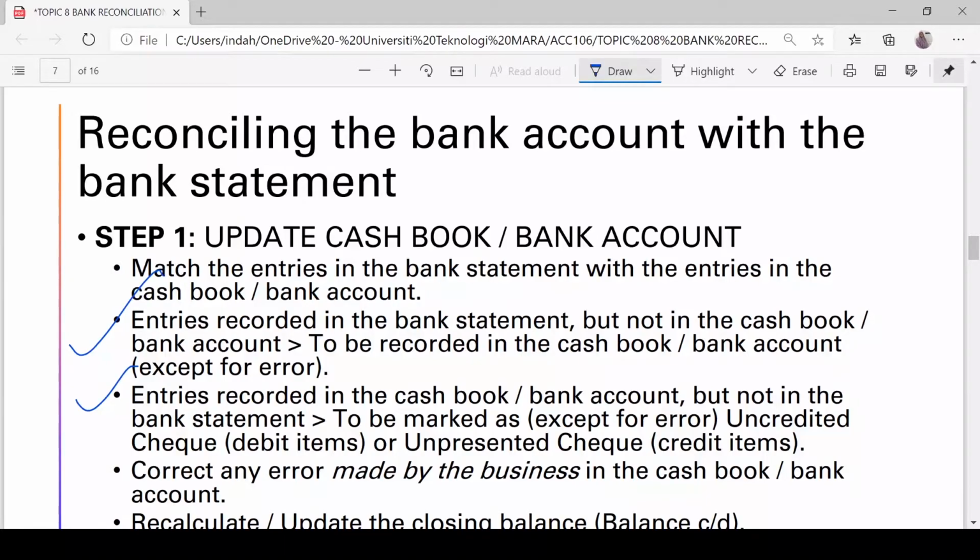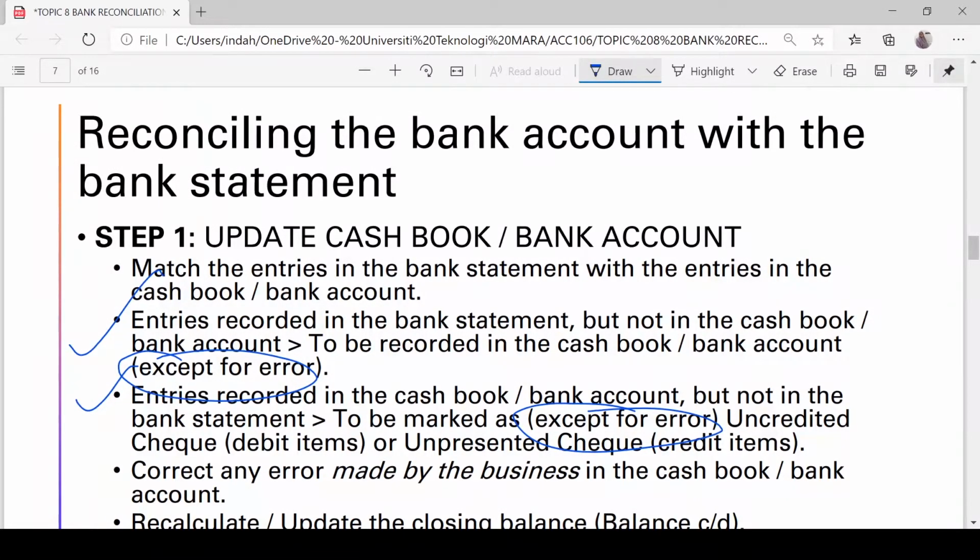What you are going to do is update your cash book with this transaction. When you refer to the bank statement, you notice that there are items which are not recorded in the cash book. So you are going to update your cash book, record this item in your cash book. However, except for error. If it is an error, take note of that item.